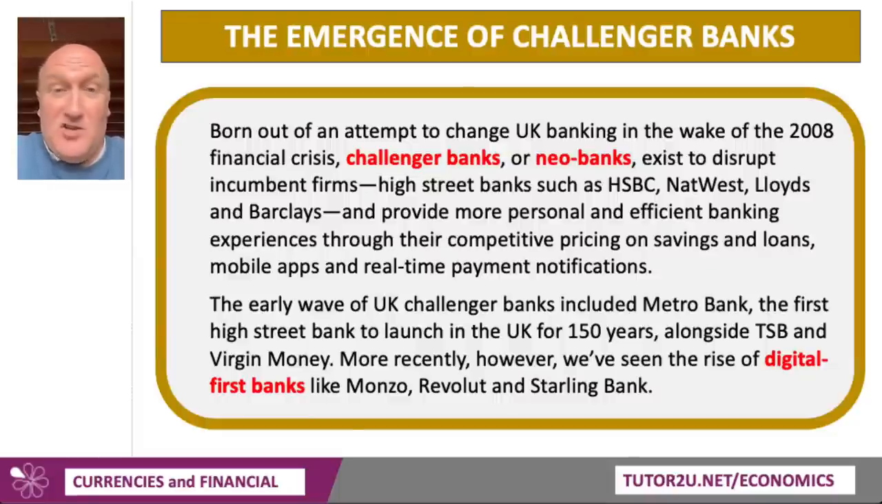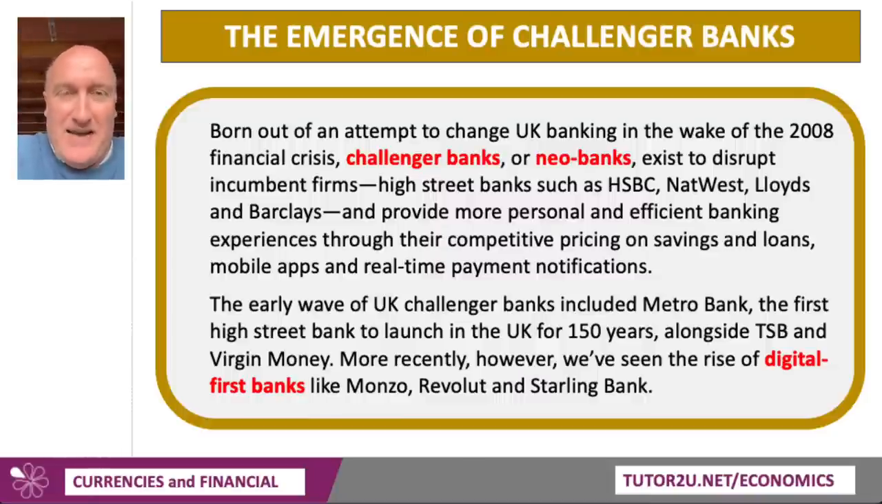So challenger banks, also known as neobanks, are basically set up to disrupt incumbent firms: HSBC, Barclays, Lloyds, and so on. The early wave of challenger banks included Metro, but now we've got digital-only banks like Monzo, Revolut, and Starling Bank. One of my former students is now head of global affairs at Revolut, and they announced today they've got over 30 million customers globally. The IPO is likely to be outside the UK, though, for regulatory reasons.